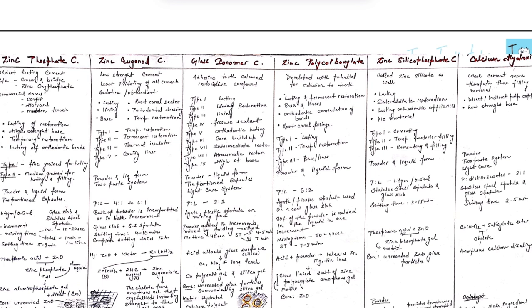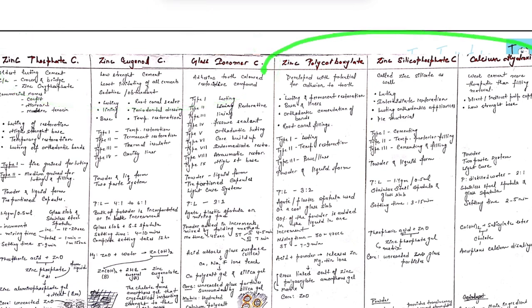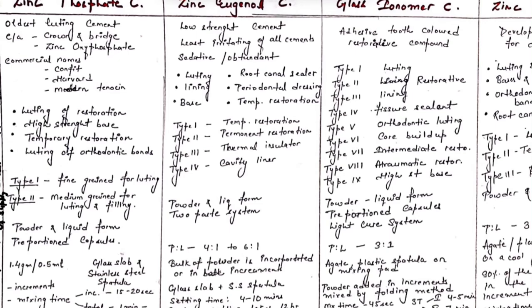And there are six major cements that we need to study. So zinc phosphate, zinc eugenol, glass ionomer cement, zinc polycarboxylate, zinc silicophosphate, and calcium hydroxide. So these are the six cements we need to know. Mainly, if a long answer is asked, then it's from these three cements, and these three are generally asked in short answers or could be asked in viva. We need to cover all of these six cements under the following headings.